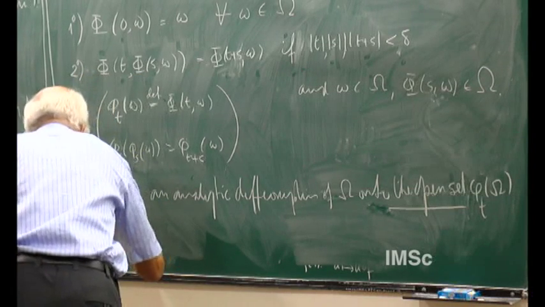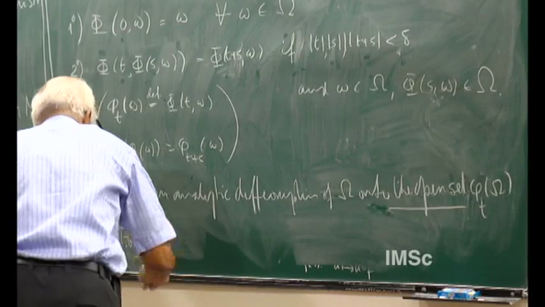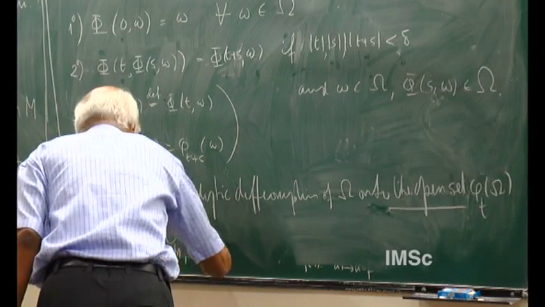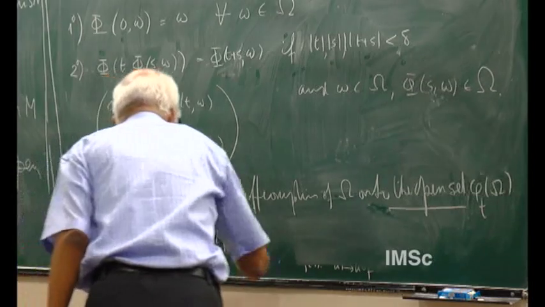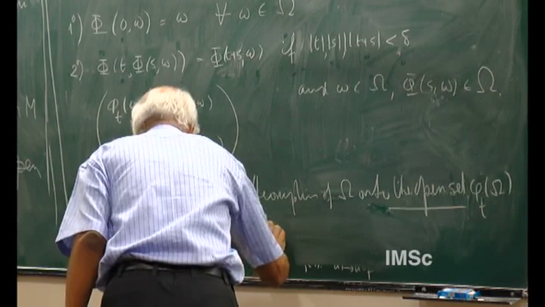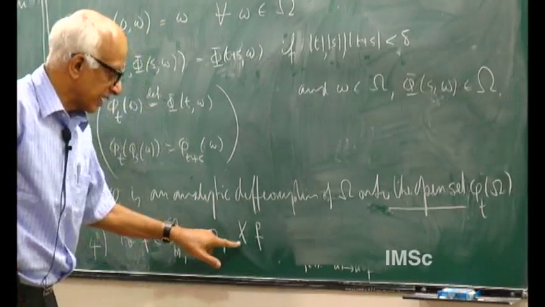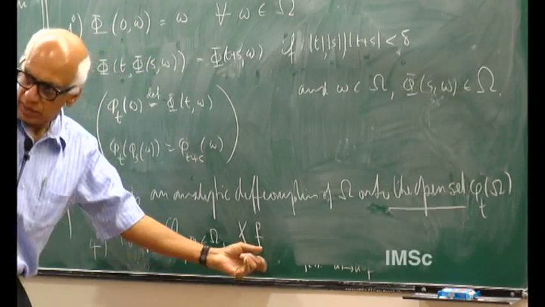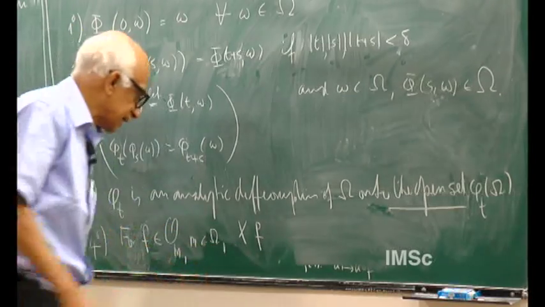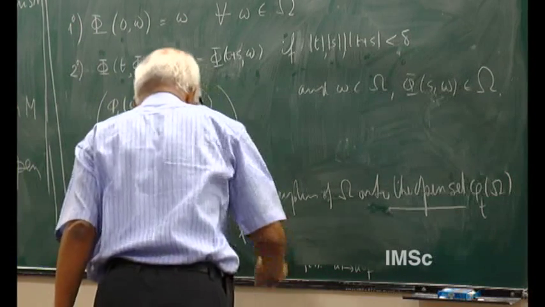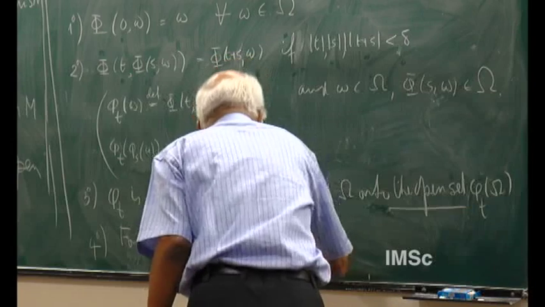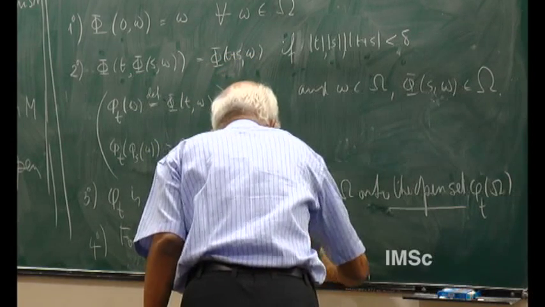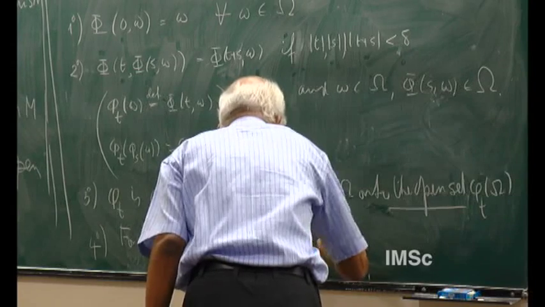So let me write. For f in O_m, m in omega, xf, here is the vector field, here is the function, I can apply xf at the point m, the germ will make sense. Notice xf is going to be equal to d by dt at t equals 0 of f composed with phi t.